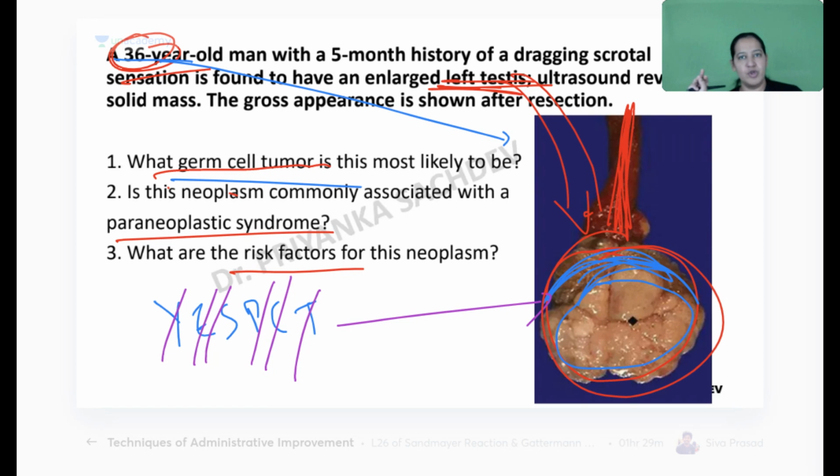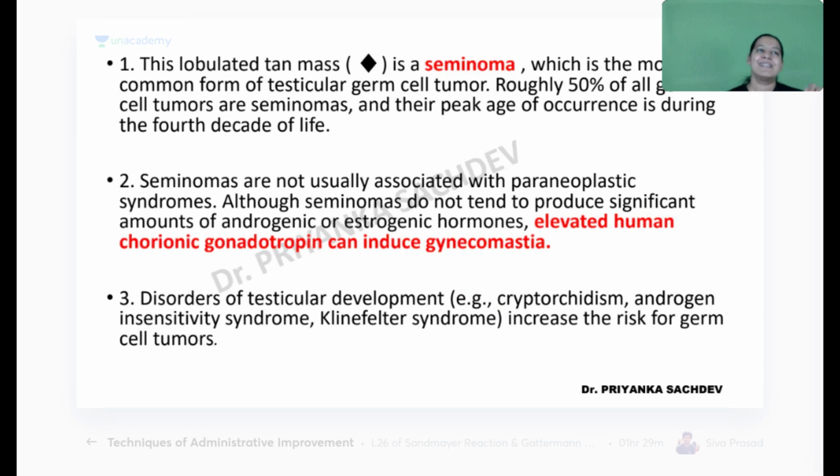Who will tell me? Patel? Khushi? Yes. Anyone else? Yes, it is seminoma because I have told you it is a lobulated mass, tan color, yellowish, lobulated, homogeneous in appearance.